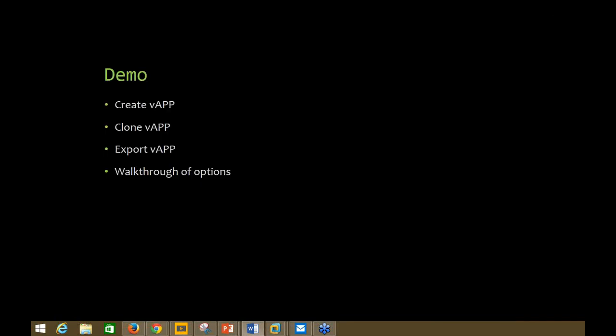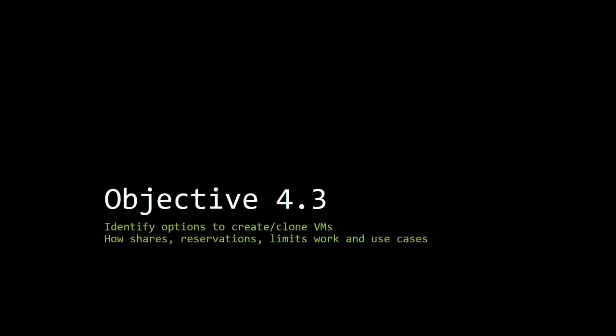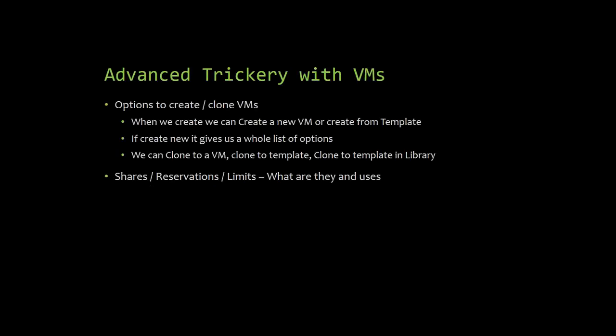So moving on, we're now going to cover Objective 4.3, which is identify options to create and clone VMs, and also shares, reservations and limits and how they work and their use cases. So, in order to work with all the different options that we have created right now, we have to have VMs to populate them. So what kind of options does VMware provide to do this? Well, with our right-click menu, we are presented with Create New Virtual Machine, depending on where we actually click. And if we choose Create New Virtual Machine, it opens up into a whole list of options we can choose from.